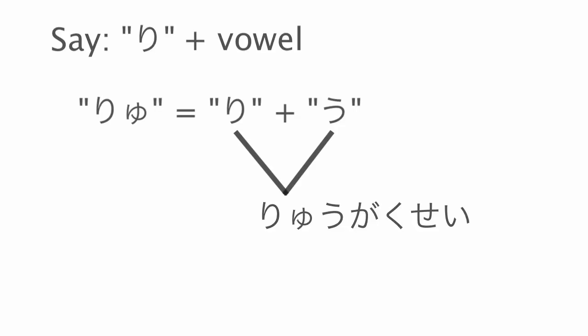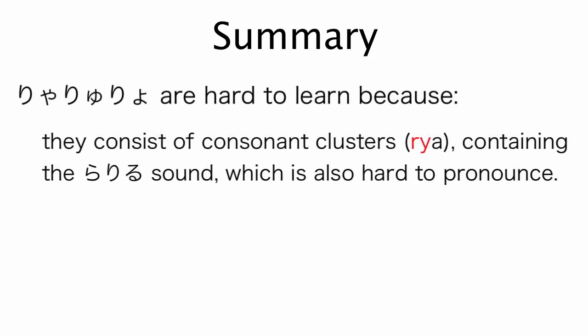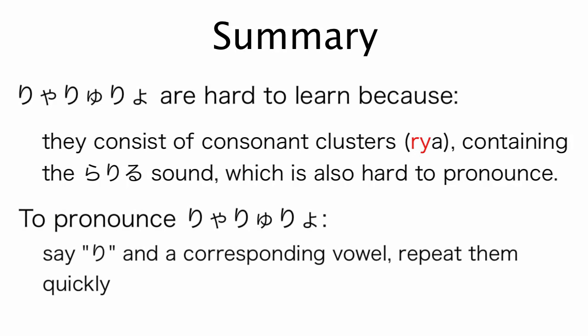In this video, we have learned that りゃりゅりょ are hard to learn because they are consonant clusters containing the らりる sound, which is also hard to pronounce. We have also learned how to pronounce りゃりゅりょ.